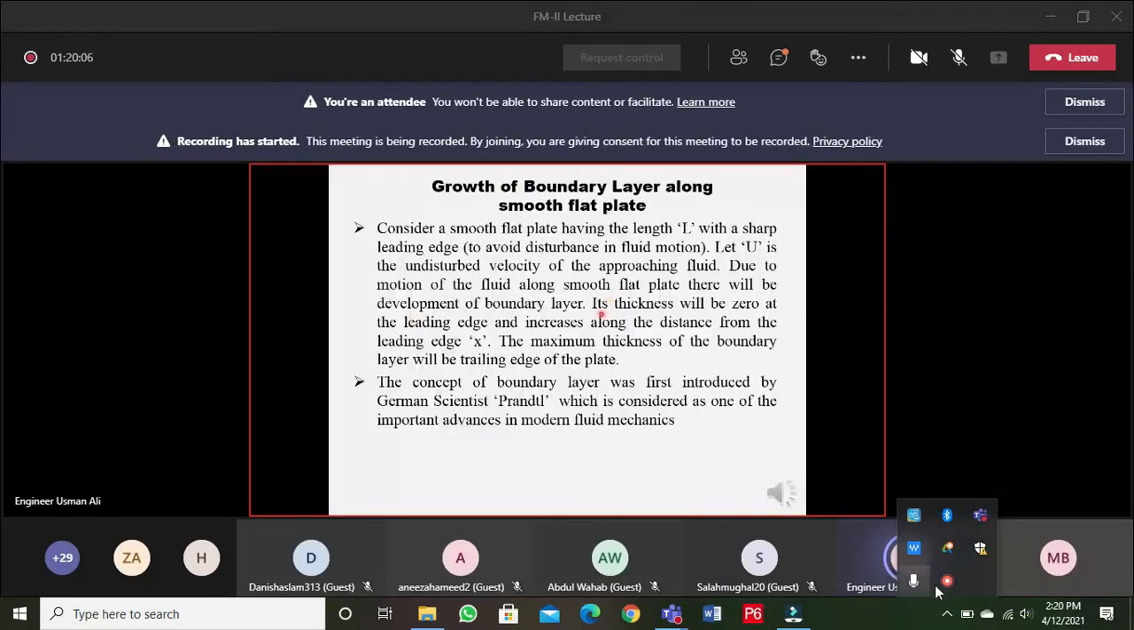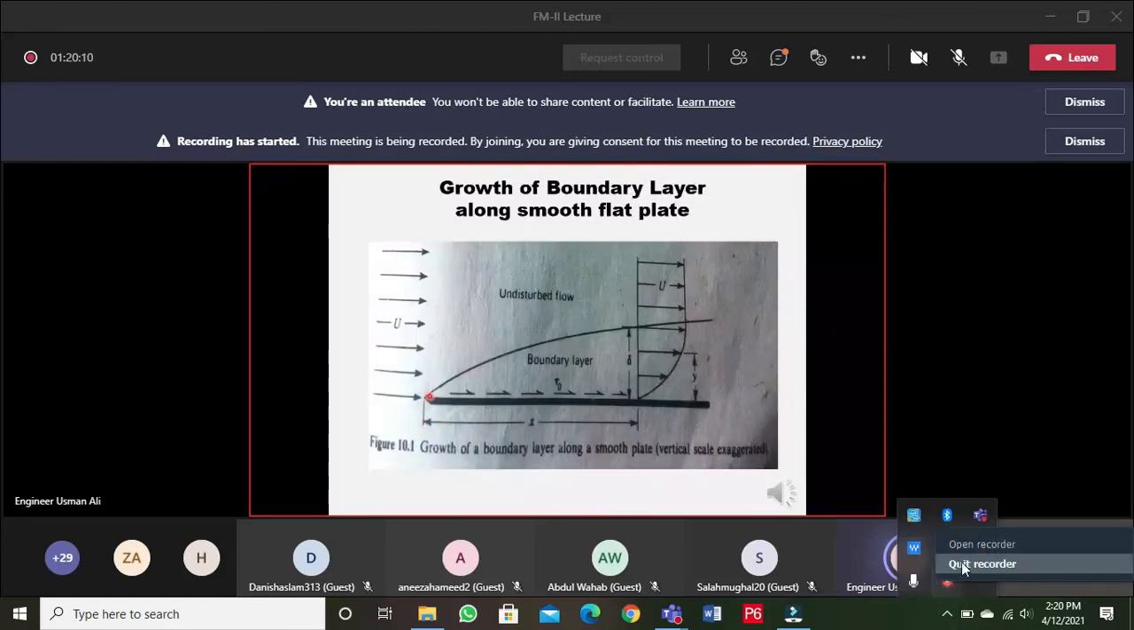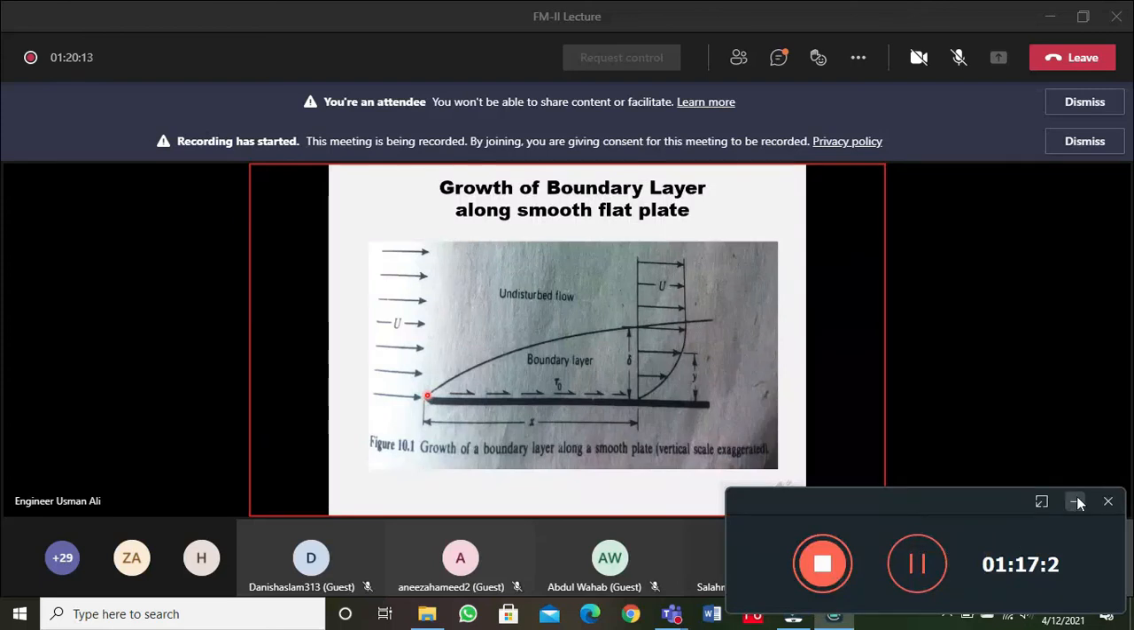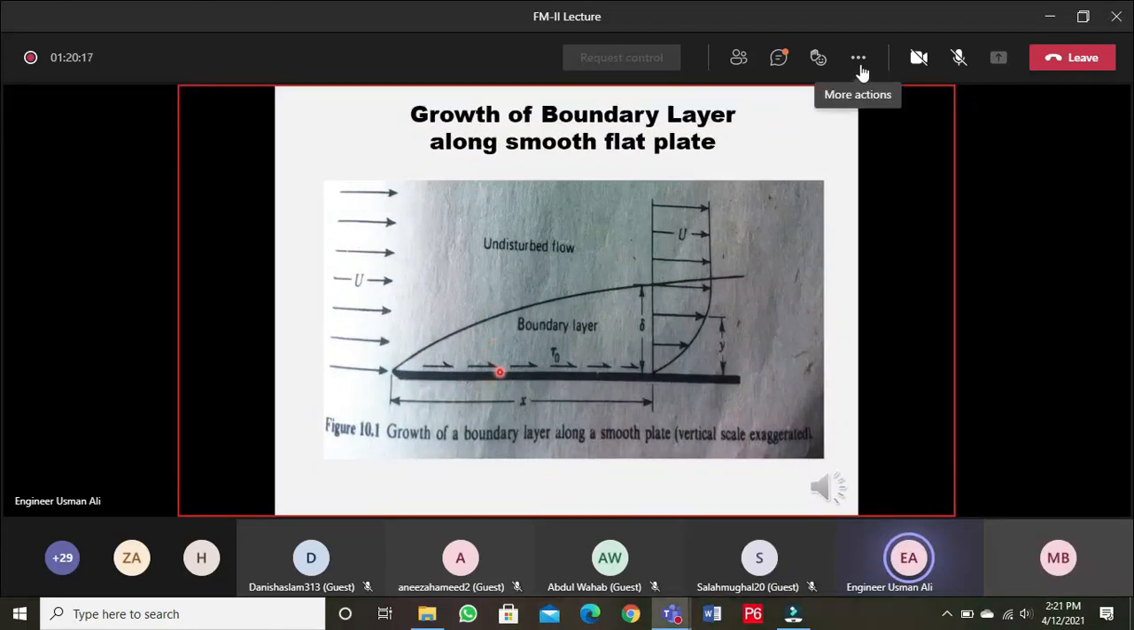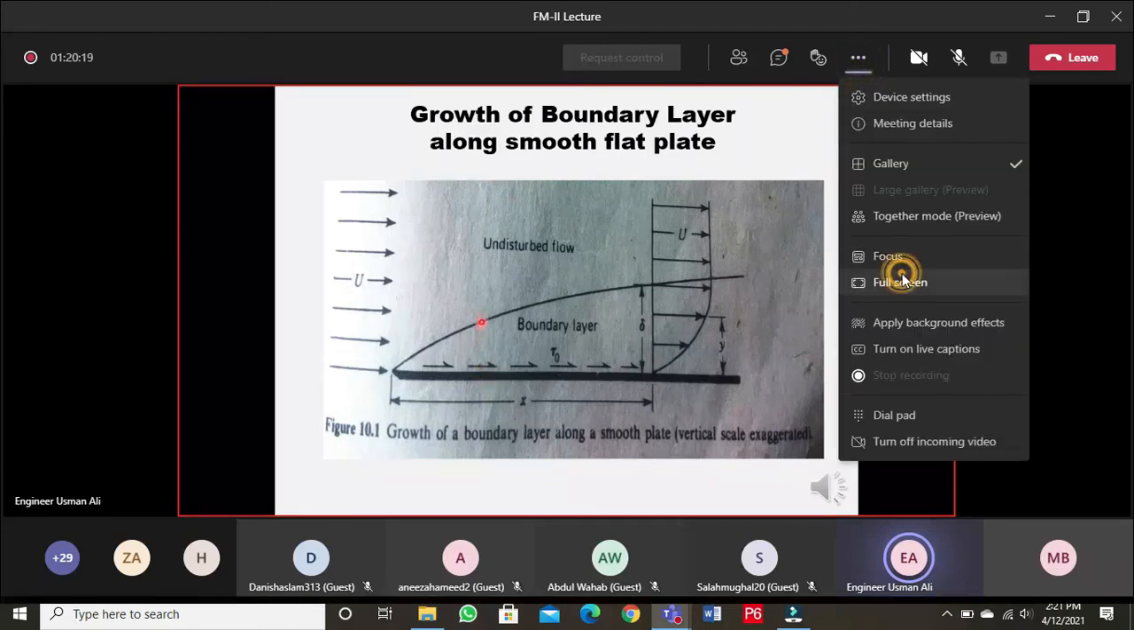Its thickness is 0 at the leading edge. As you can see in the diagram, just at the leading edge there is no thickness of the boundary layer. So what is the thickness of the boundary layer actually? It is the vertical distance from the surface of the plate up to the profile of the boundary layer.